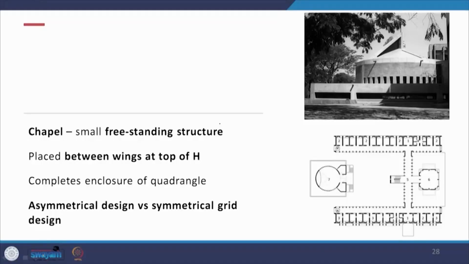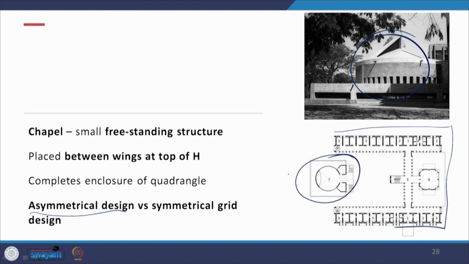Now the chapel, on the other hand, on one hand the entire grid is very symmetrical and very rigid. On the other hand, the chapel itself breaks that grid completely and it becomes an asymmetrical design on one end of the quadrangle. By being here, it does another simple thing, is that it closes the quadrangle. It does not let the eye waver off into some infinite distance, but it gives a clear cut closure to the quadrangle here. And this chapel is a freestanding structure. It is not connected to the remaining grid like the common room, for example, is, but it is placed between the two wings of the H and completes the enclosure. An asymmetrical design versus a symmetrical grid design of the building.